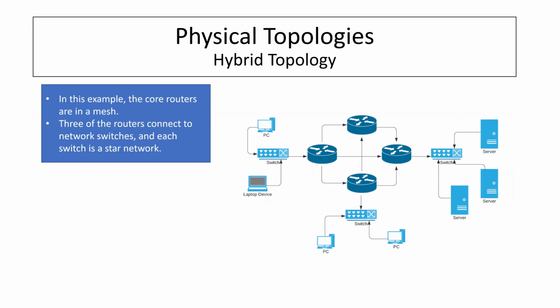So in this diagram, the routers, which are the circles with the arrows, are the core of the network, and they're extremely important to this network, so they are connected in a mesh. The other 3 locations or 3 facilities are connected in a star type fashion.